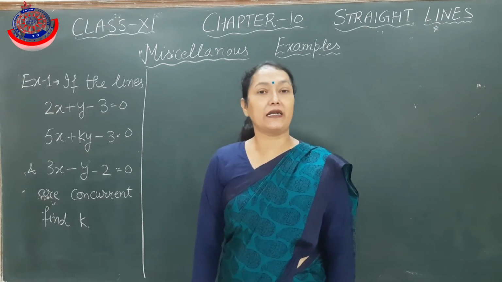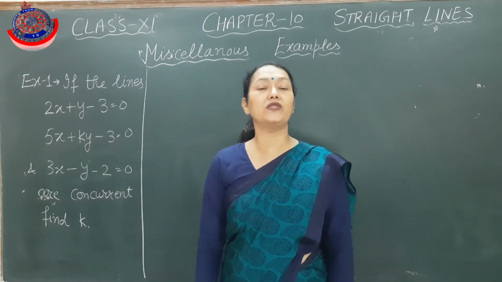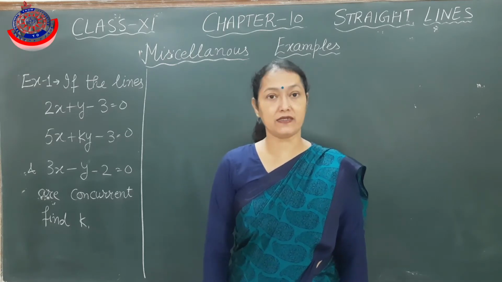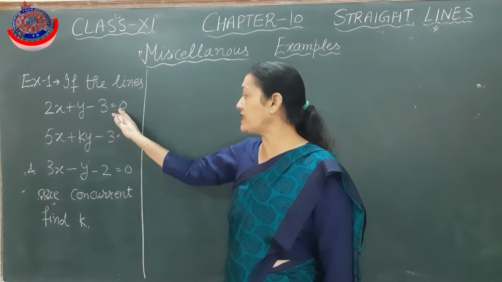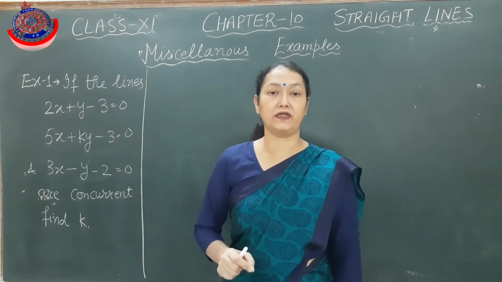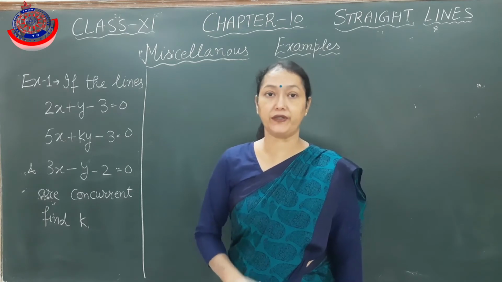What do you mean by concurrent lines? Three or more than three lines passing through the same point are called concurrent lines. So if they are saying that these three lines are concurrent, it means their point of intersection is common. They are passing through the same common point.